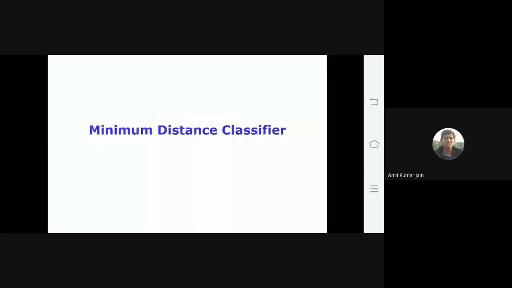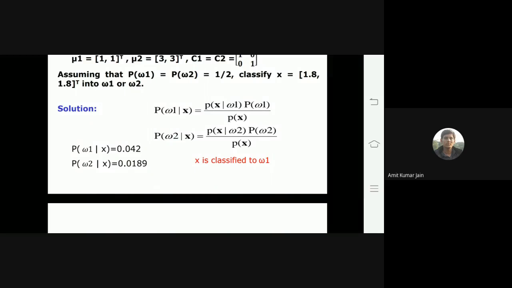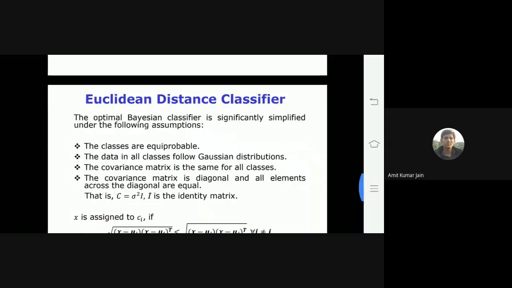So coming back to the minimum distance classifier, which is nothing but a simplified version of the Bayesian classifier. But there are some assumptions, or there are certain conditions.